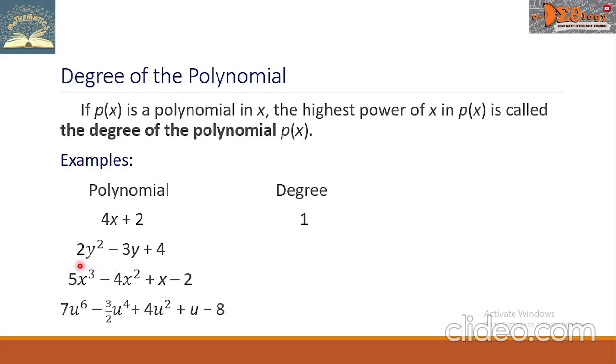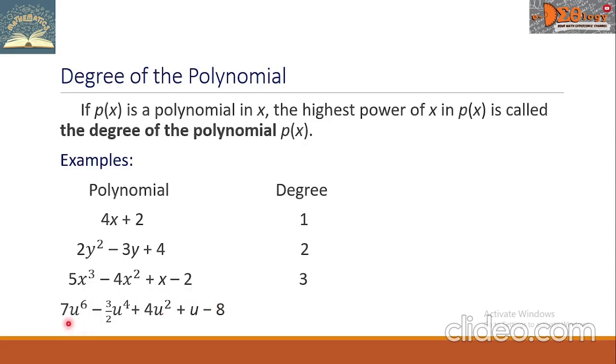Second polynomial, 2y squared minus 3y plus 4. This is a polynomial in y. And the highest power is 2 among the terms. So the degree is 2. Third polynomial is 5x cubed minus 4x squared plus x minus 2. The highest power is 3, so the degree is 3.